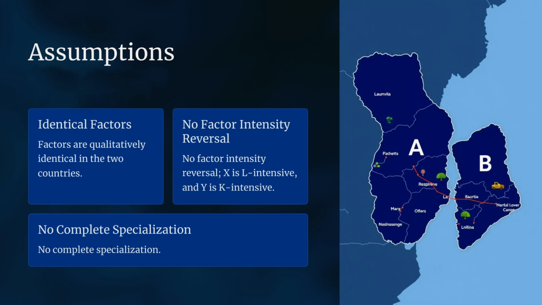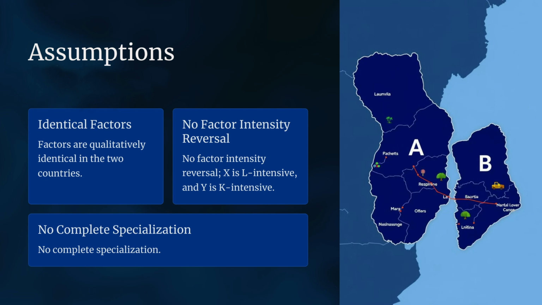Factors are qualitatively identical in the two countries. There is no difference between the factors in terms of their quality. There is no factor intensity reversal. That means if a commodity is labor intensive, it is labor intensive in both the countries. Similarly, if a commodity is capital intensive, it is capital intensive in both the countries.